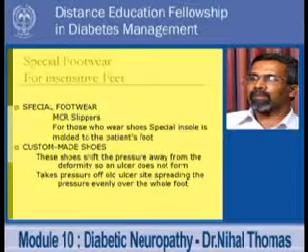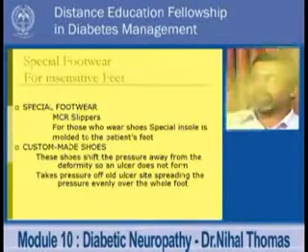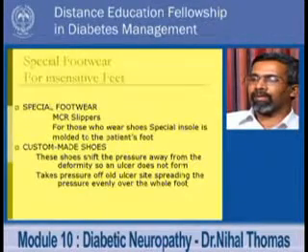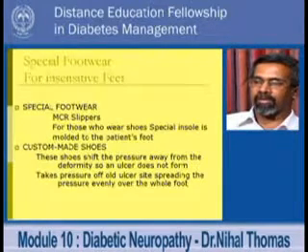Now, special footwear can be used for insensitive feet, and this would include microcellular rubber slippers. Custom-made shoes can also be utilized to shift the pressure away from the area of deformity.